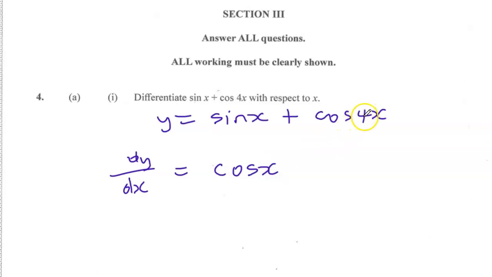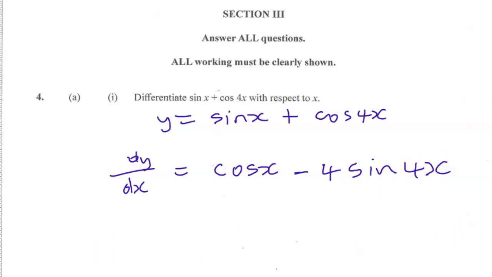And differentiate cos x, we get minus sin x, but it's cos 4x. So it's minus cos 4x. Differentiate 4x, we get 4. So minus 4 sin 4x.